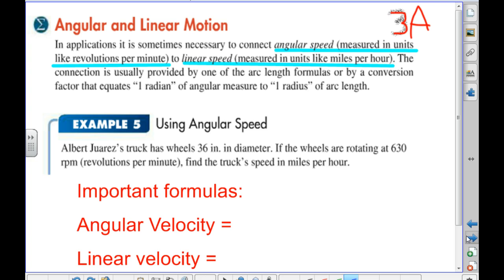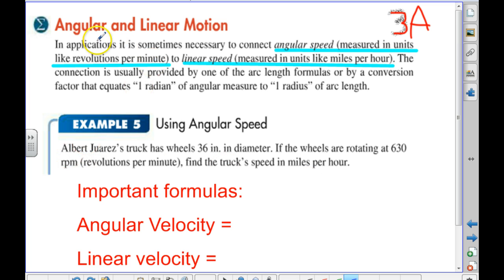And now we're going to talk about angular and linear velocity and do an example, and then we're going to go to the other worksheet that I passed out today because it has some really easy questions on it, and then we'll jump back over to this and do a couple tricky ones.